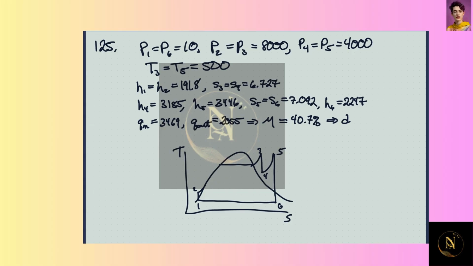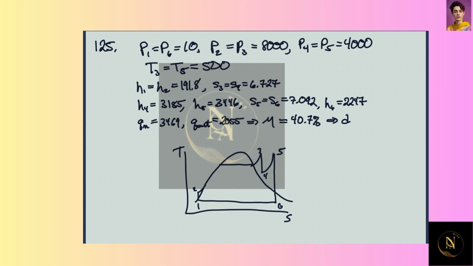So what we do here is the heat transfer in is the enthalpy at 3 minus the enthalpy at 1, or 2 here, plus the enthalpy at 5 minus the enthalpy at 4. And if we plug in those values, we get 3,469 kilojoules per kilogram. The heat transfer out is the enthalpy at 6 minus the enthalpy at 1, and we know those values, and we get 2,055 kilojoules per kilogram.